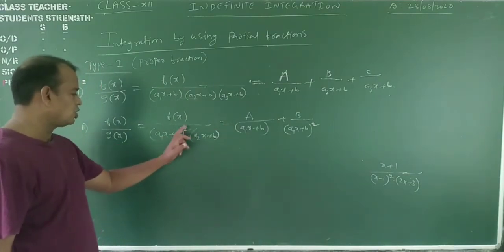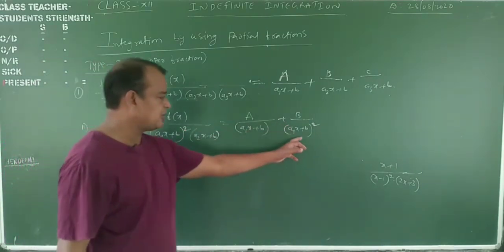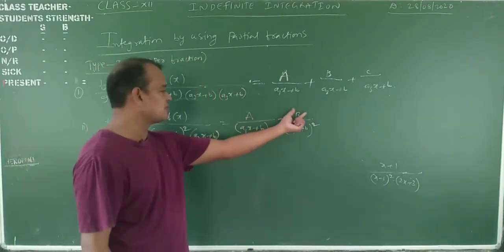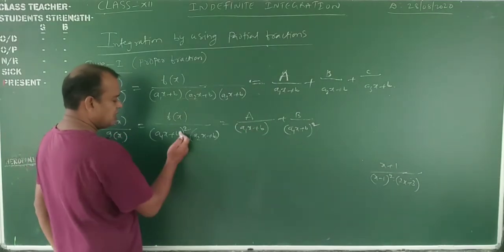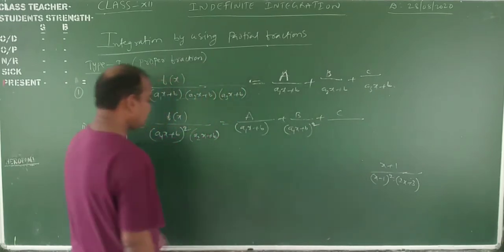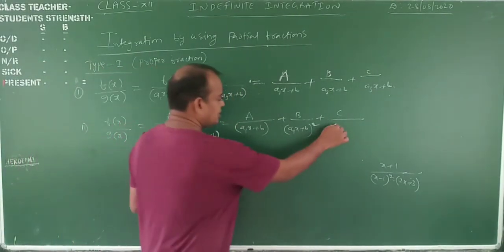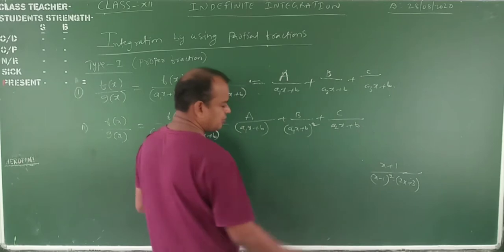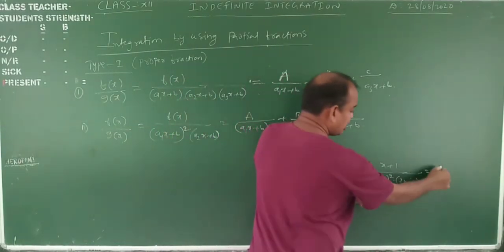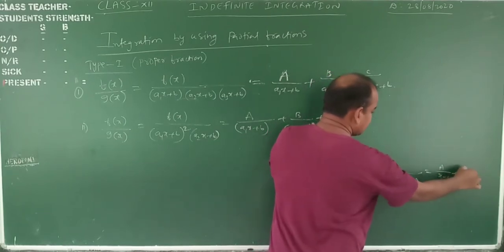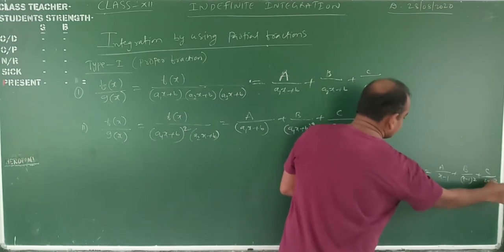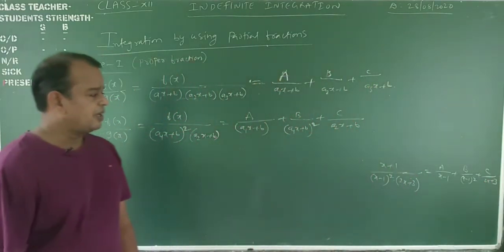For suppose (a1x + b)³ means (a1x + b)² + c by how many times repeated? 2 times repeated means we will take 2 constants. How to write this one? (a1x + b)² plus c by the non-repeated factor, that is a2x + b. How to write this one? Tell me. This is equal to, first, a by x − 1 plus b by (x − 1)² plus c by 2x + 3.